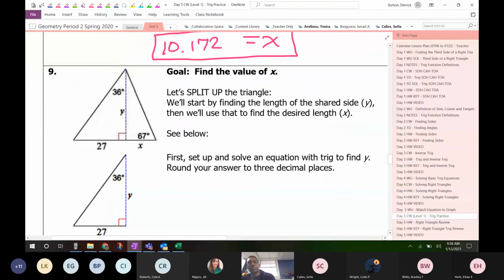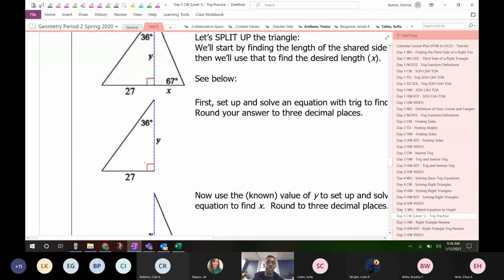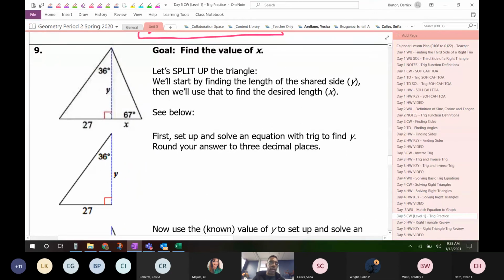Okay, problem number 9. This is another problem where the triangles are stuck together and we need to split them apart and solve them one piece at a time. Okay, so here we go. Let's try to solve this first one.